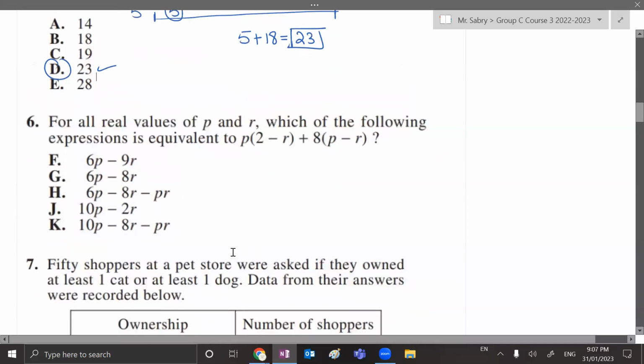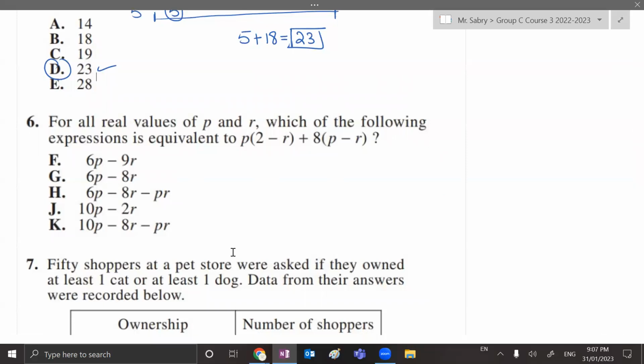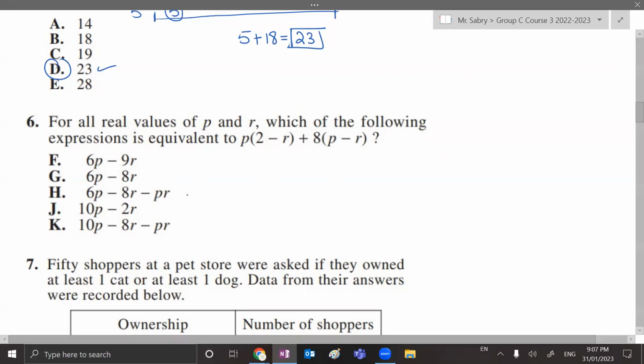Moving on to number 6 right away, I have an algebraic expression where I have something multiplied by a bracket. Whenever I have anything multiplied by a bracket, I'll distribute it first before even reading what this whole thing is all about. So I'll distribute this P onto this bracket and this 8 onto whatever is inside this bracket. And then P times 2 would become 2P, and P times R is just PR, plus 8 times P, which is 8P, and 8 times R is just 8R.